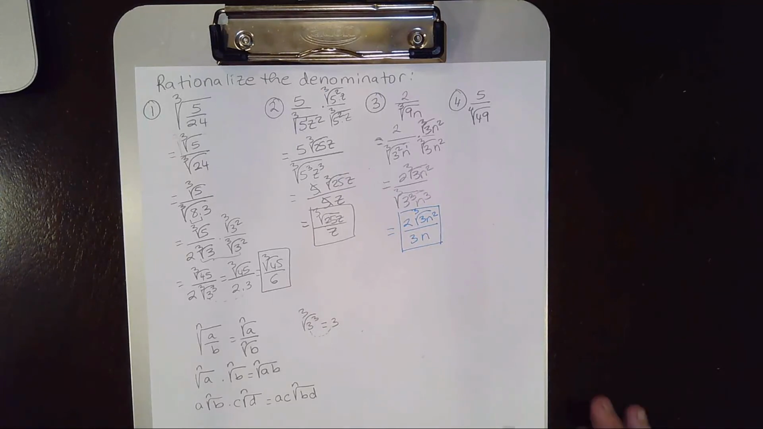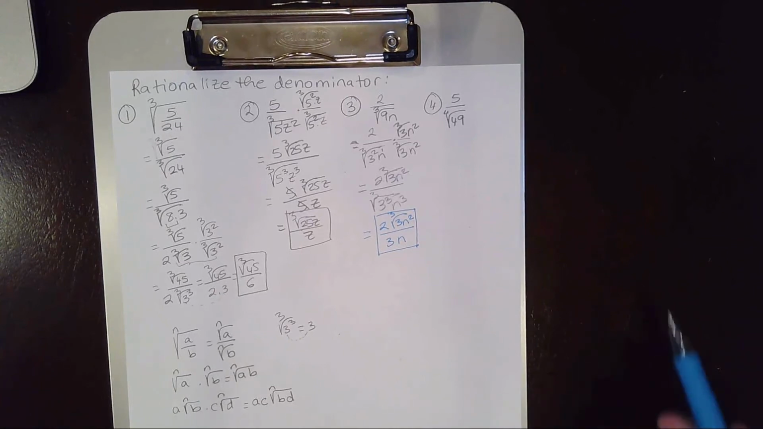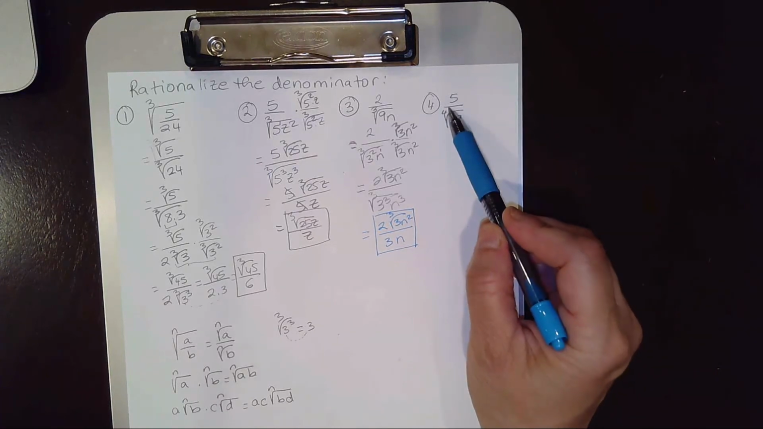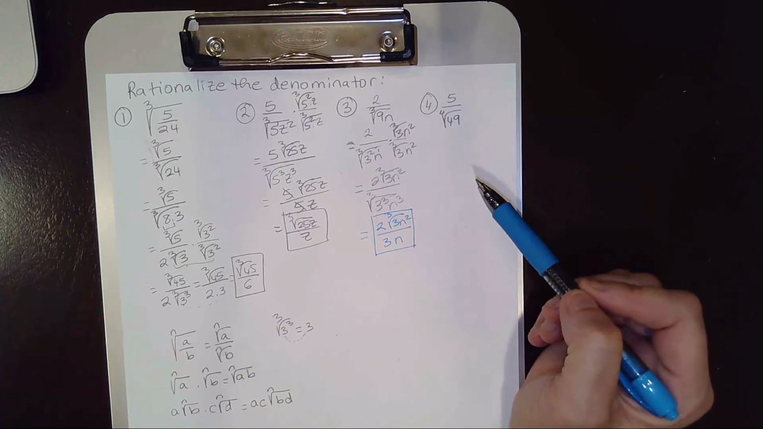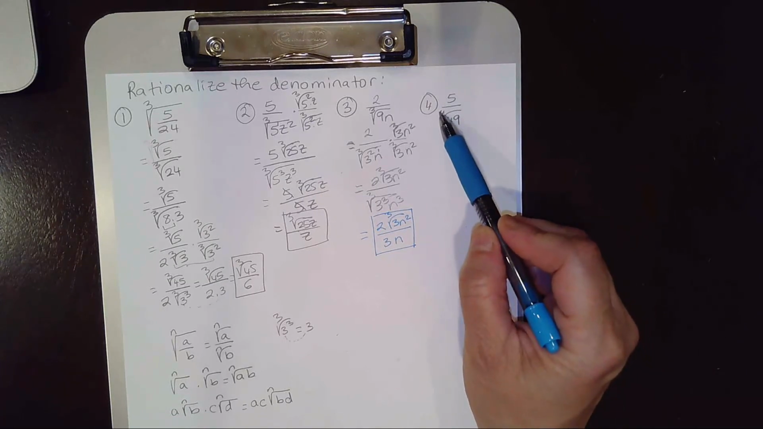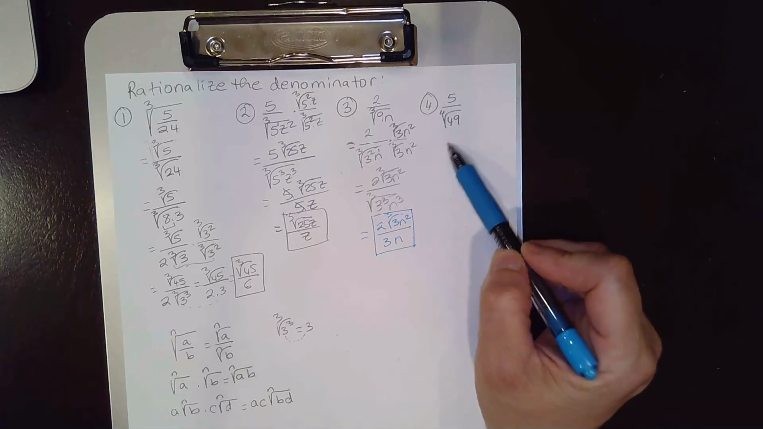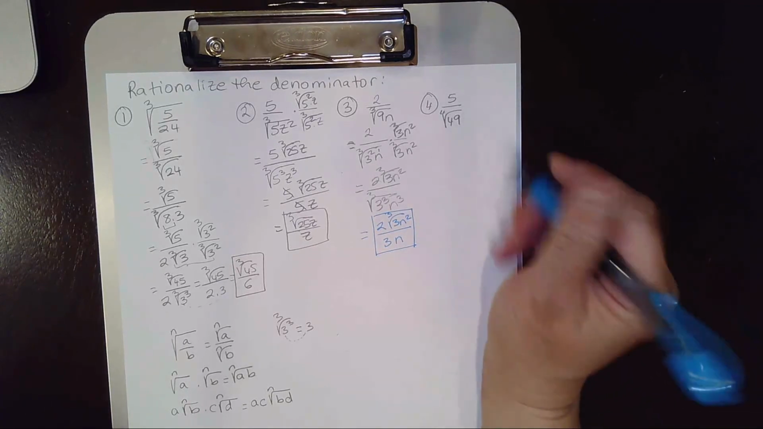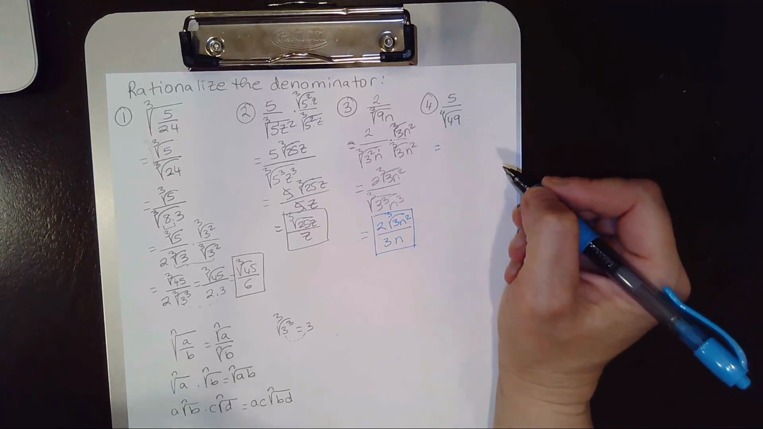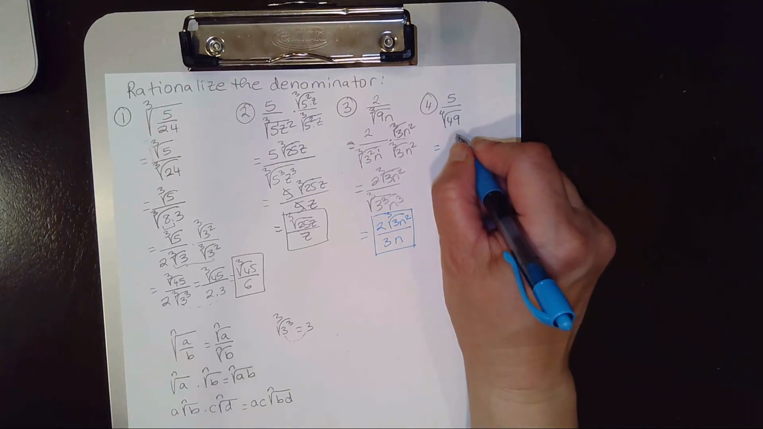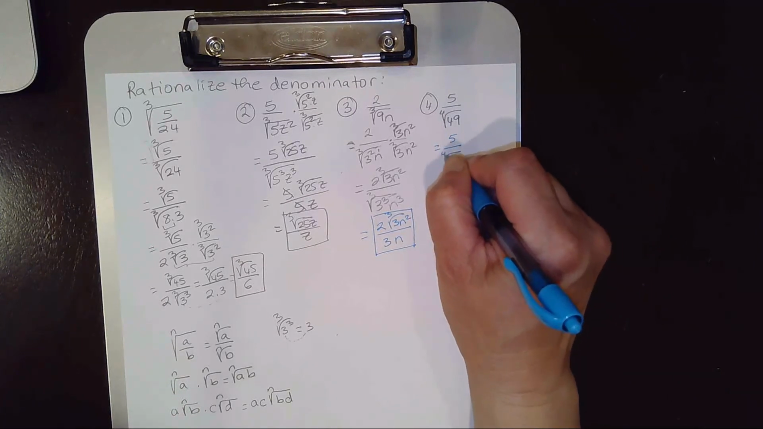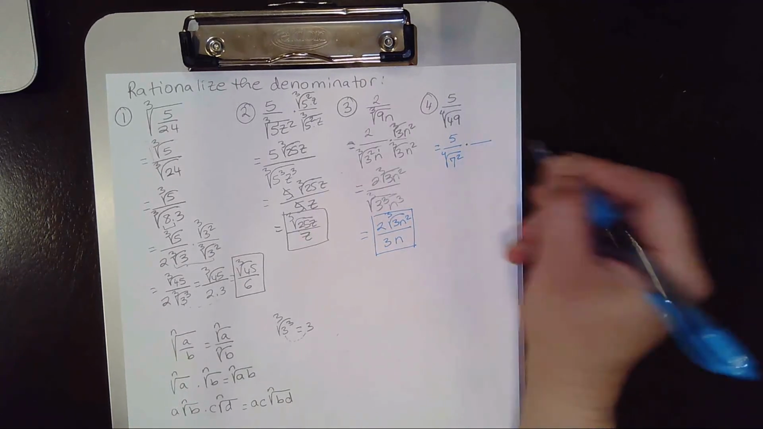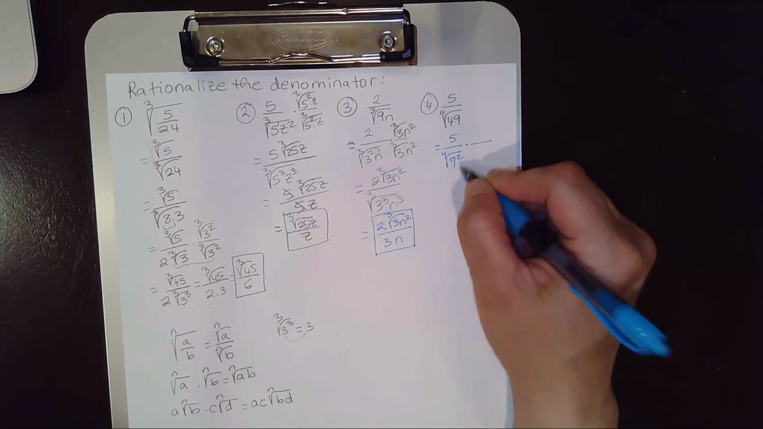So number 4, we have a 4th root here. So 5 divided by the 4th root. Again, for something to come out, you have to raise it to the index of the radical. The index here is 4. So something has to be raised to the 4th power for it to come out. Now, before you rationalize the denominator, if you notice, 49 is 7 squared. So you may want to write this as 5 divided by 4th root of 7 squared.